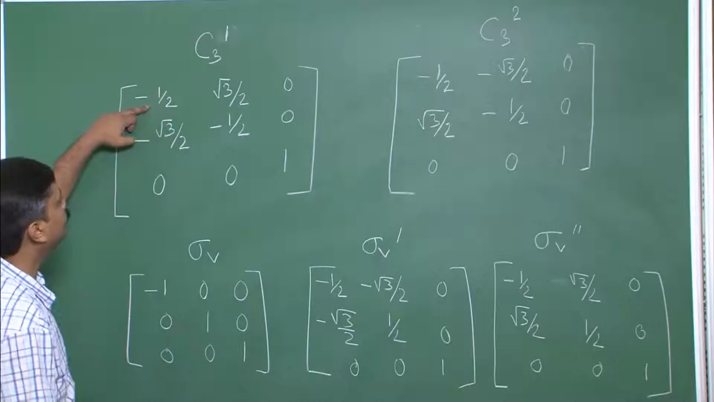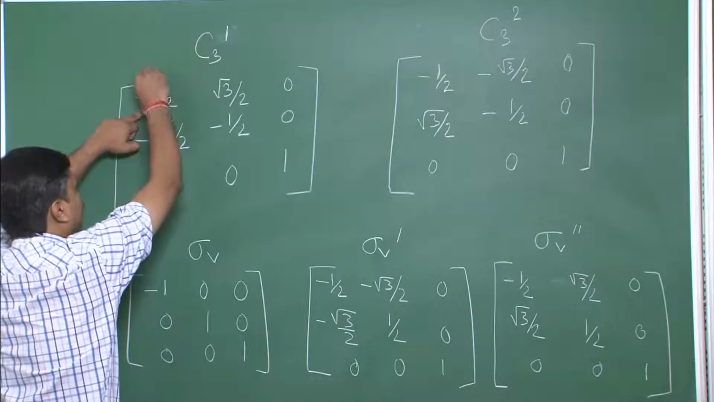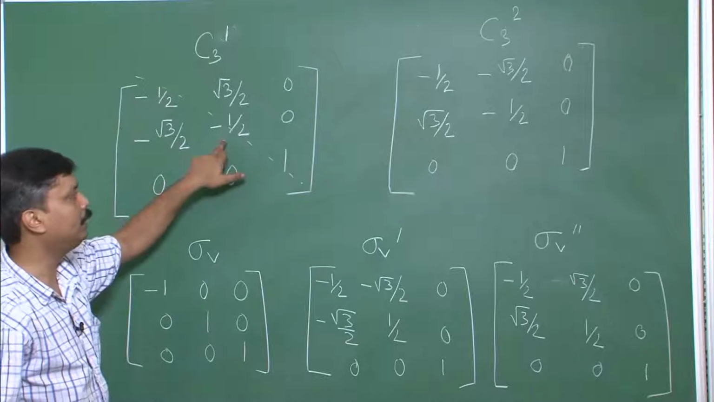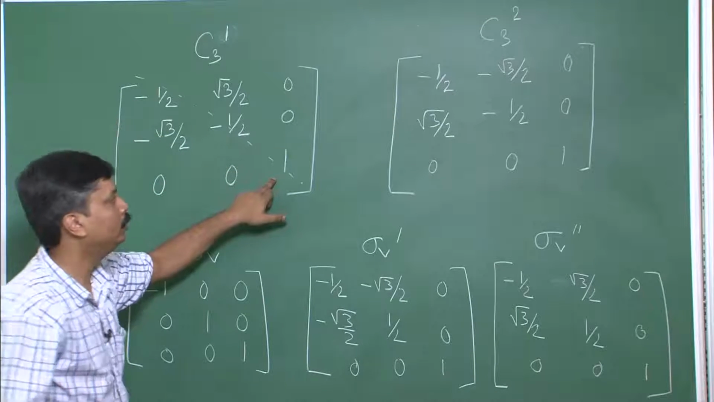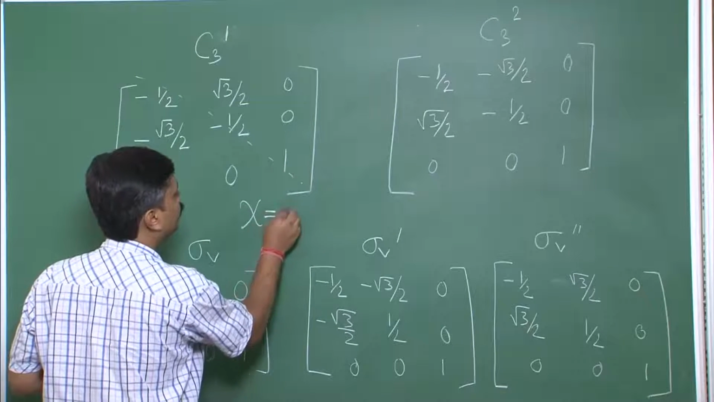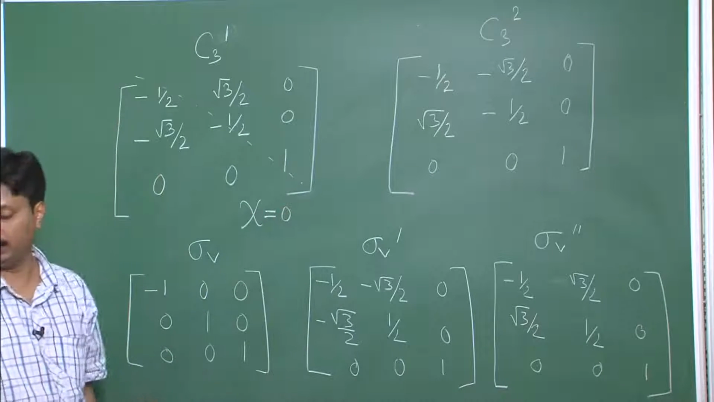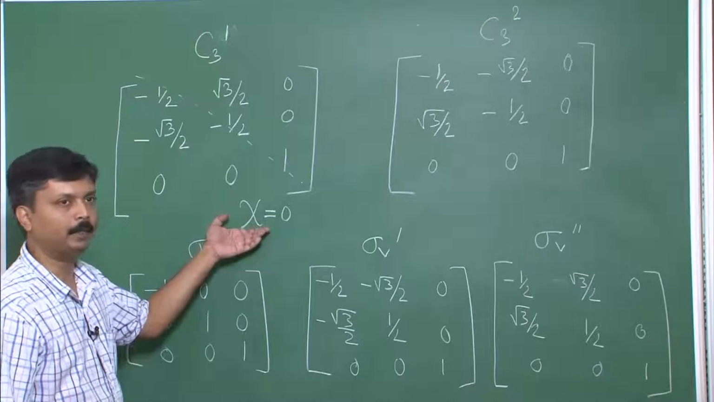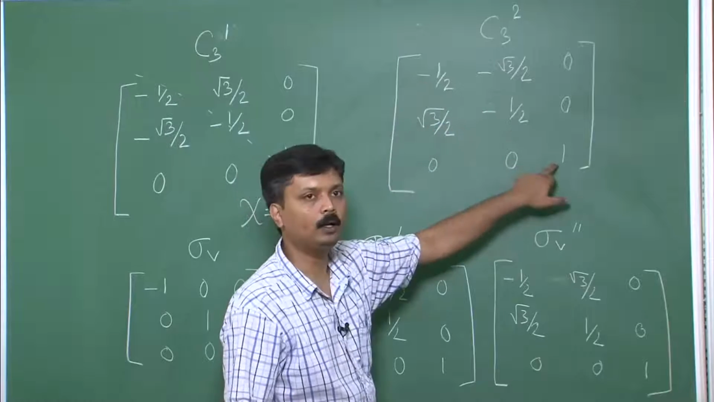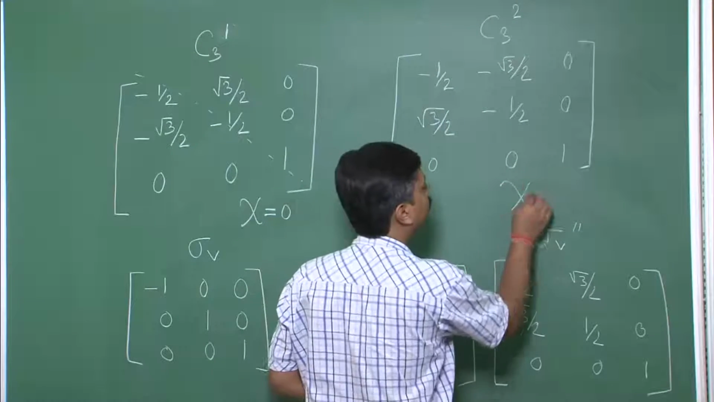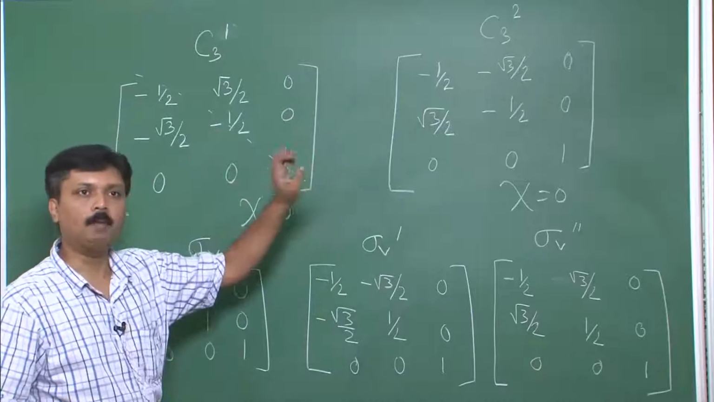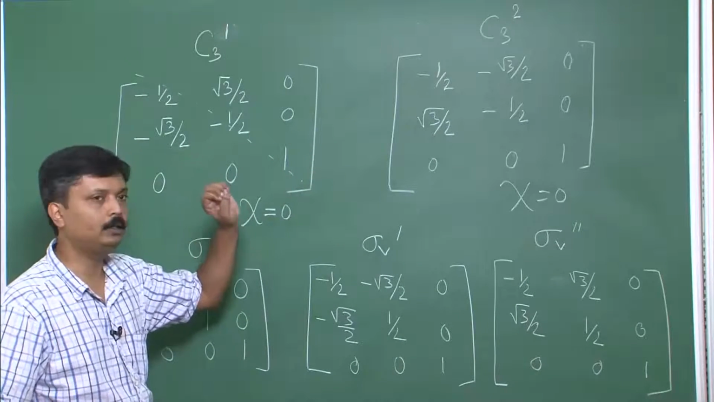The character is the sum of the diagonal elements, right? So in this way, minus half plus minus half, that means the character for this one is 0. Character is given by this chi. Now here again, if we look at minus half and minus half, again the chi is 0. So that proves our point that conjugate matrices have identical characters. Let's have a look at some more.